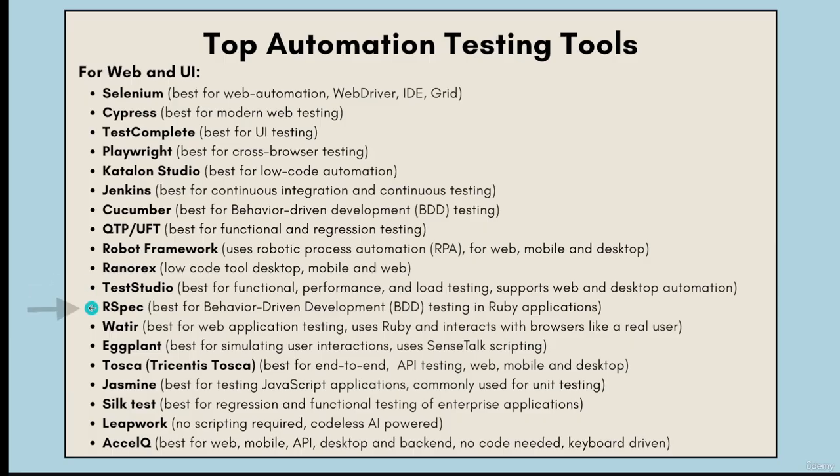Next we have RSpec. It's best for behavior-driven development, BDD, testing in Ruby applications. So just remember, when you see RSpec, R stands for Ruby. It's open source. It's great for unit testing. It's usually popular because of a simple syntax, readable test cases, and strong community support. And again, it supports Ruby.